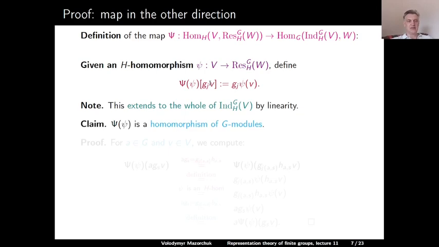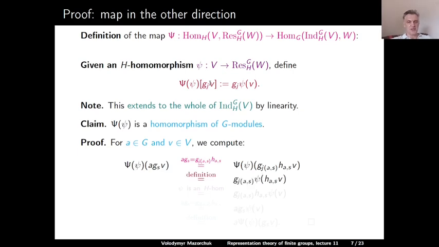Let us now check that this capital Psi of little psi is indeed a homomorphism of G modules. So for this, for any a in G and any v in V, we have to compute the image of capital Psi of little psi applied to a g_s v. First of all, as we already mentioned, we can rewrite a g_s as g with the index j of a, s and then times h with the index a, s. In this way, we obtain capital Psi of little psi applied to this element g with the index j of a, s times h with the index a, s times v.